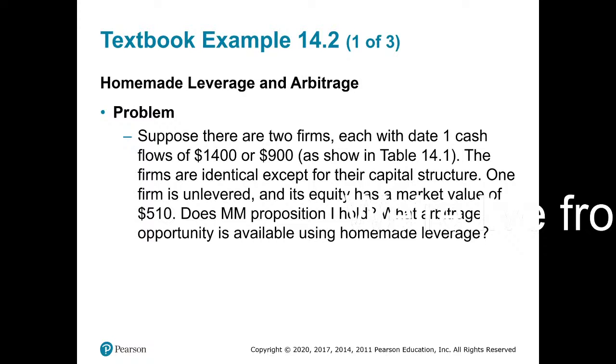So let's take a look at one example. Suppose there are two firms, each with state 1 cash flows of 1,400 and 900. The firms are identical except for their capital structure. One is unlevered, and its equity has a market value of 510. Does that proposition hold? What arbitrage opportunities are available using homemade leverage?